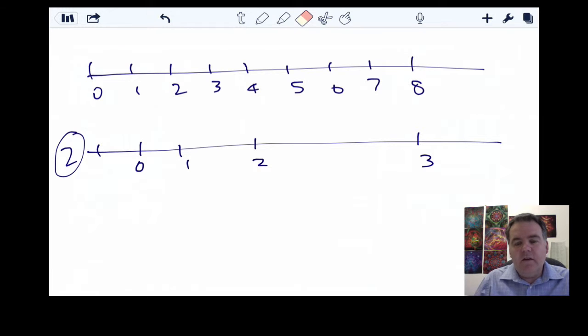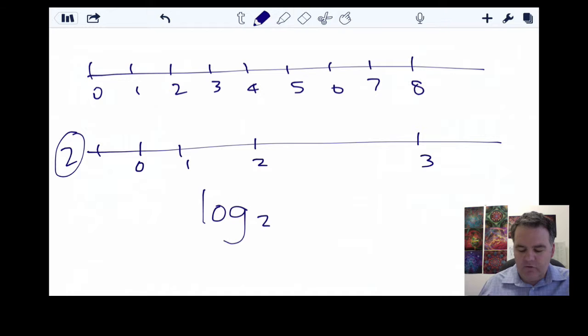That's all they are. So instead of writing 8 as the number 8, with a base of 2, the number 8 is 2 cubed. Well, with the base of 2, it's 3. So we'd say the logarithm with a base of 2 of the number 8 is equal to 3. That's the logarithm statement. So it's just a number written with a different base.